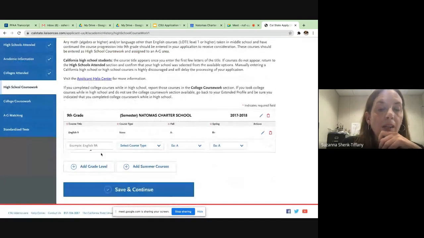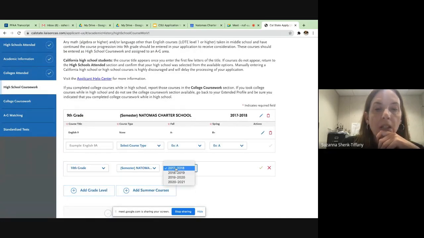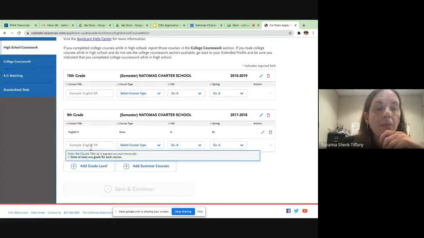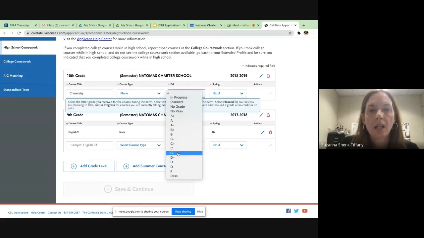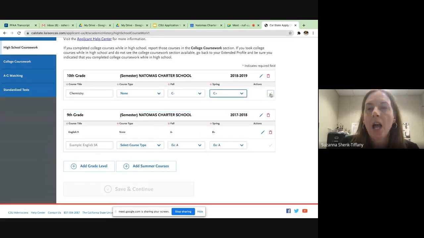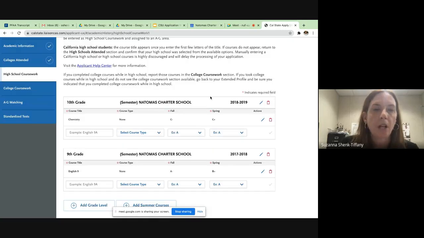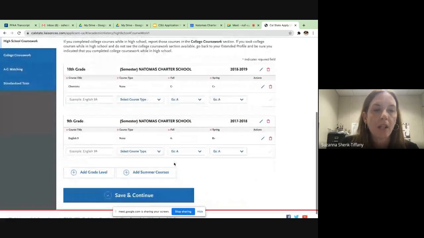When I'm done with 9th grade, I'm going to add a grade level, and here I'll put 10th grade, right? But was it 2017? No, it was 2018. I'm going to accept. Now 10th grade's at the top, right? Maybe in 10th grade I took chemistry. So search for chemistry. Let's say I got a C- in the fall and a C+ in the spring, and I'm going to select that. Okay? Hopefully that makes sense. And once you've done that, you can save and continue.